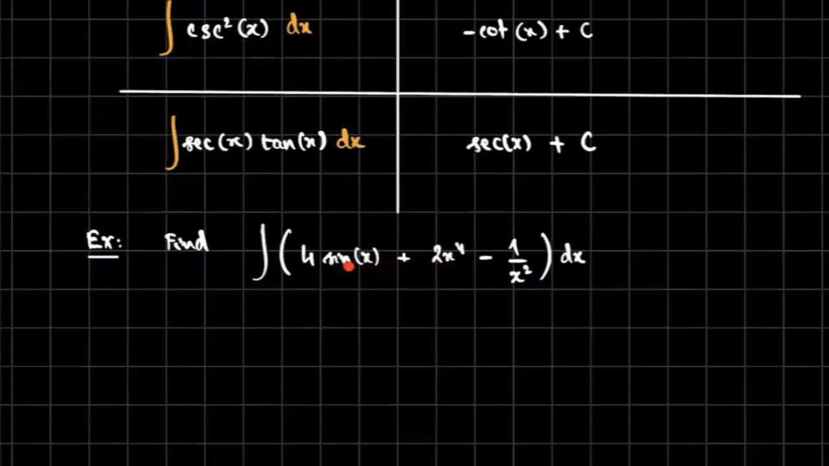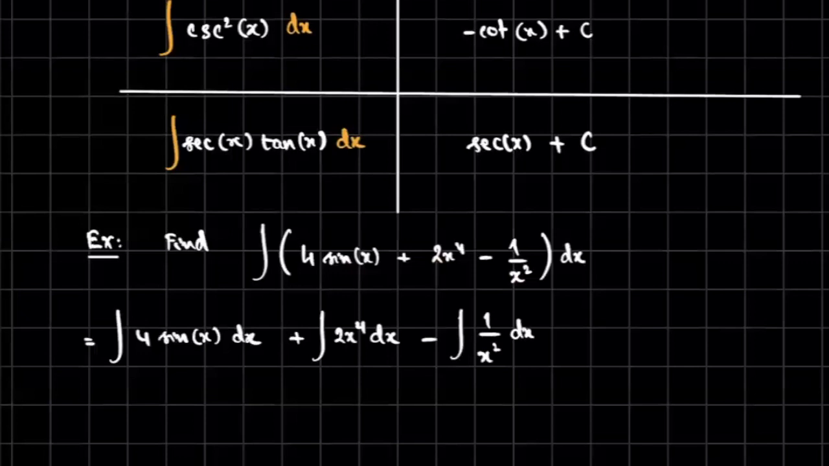The integral of a sum is a sum of integrals. The integral of a difference is a difference of integrals. So technically you can write the integral of 4 times sine of x dx plus the integral of 2 times x to the 4th dx minus the integral of 1 over x squared dx. In terms of notation, please include the integral sign and dx to indicate the variable that you want to integrate. Okay, so keep that in mind.